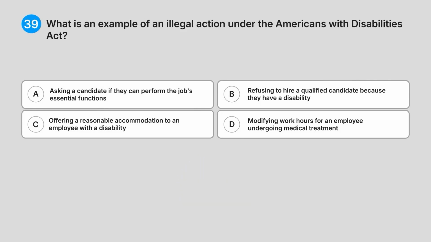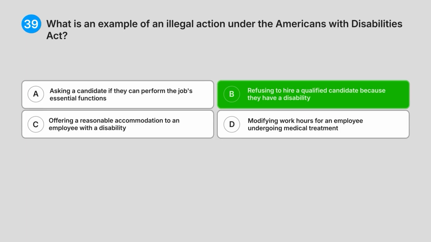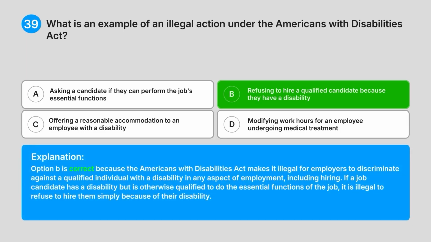Correct answer. B. Refusing to hire a qualified candidate because they have a disability. Explanation. Option B is correct because the Americans with Disabilities Act makes it illegal for employers to discriminate against a qualified individual with a disability in any aspect of employment, including hiring. If a job candidate has a disability but is otherwise qualified to do the essential functions of the job, it is illegal to refuse to hire them simply because of their disability.